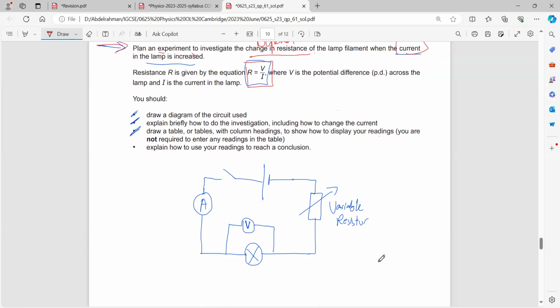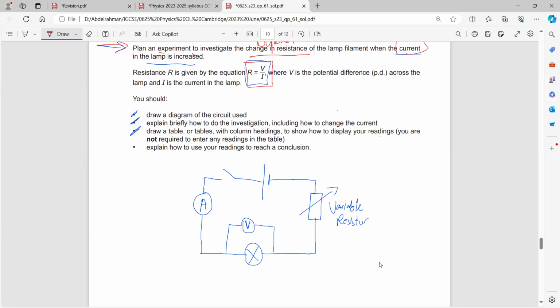He told me to draw a diagram. You have to draw the diagram with a voltmeter and an ammeter. You could use a variable resistor. Why? Because the variable resistor controls the current. So I drew the variable resistor, the voltmeter, the ammeter, the lamp, a switch if you want, and a battery as a power source. This is a very nice diagram.